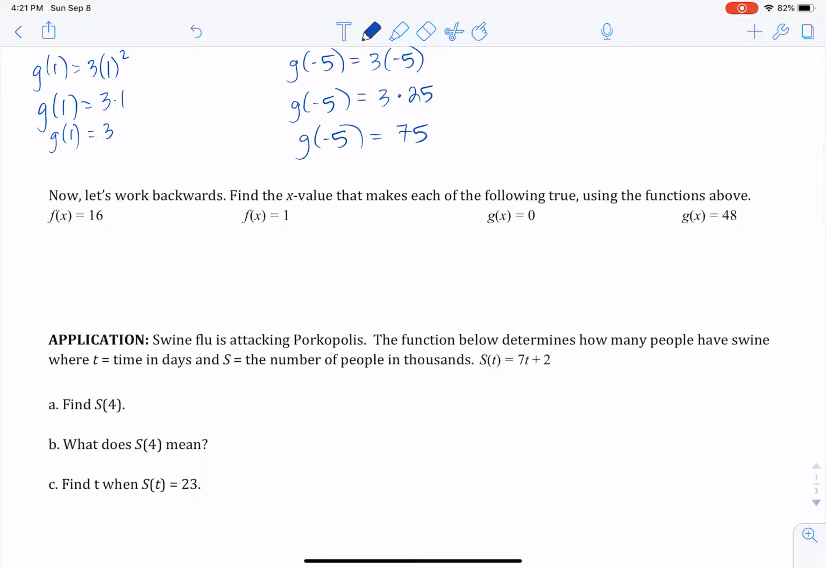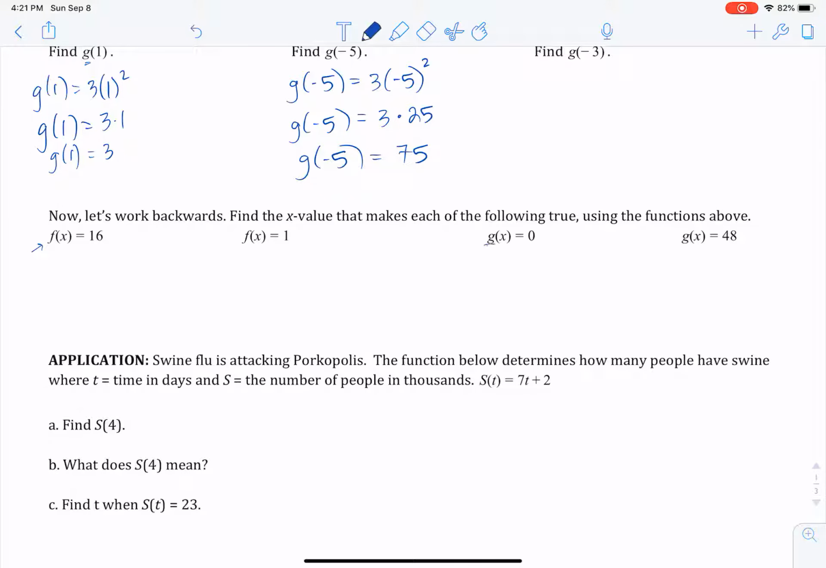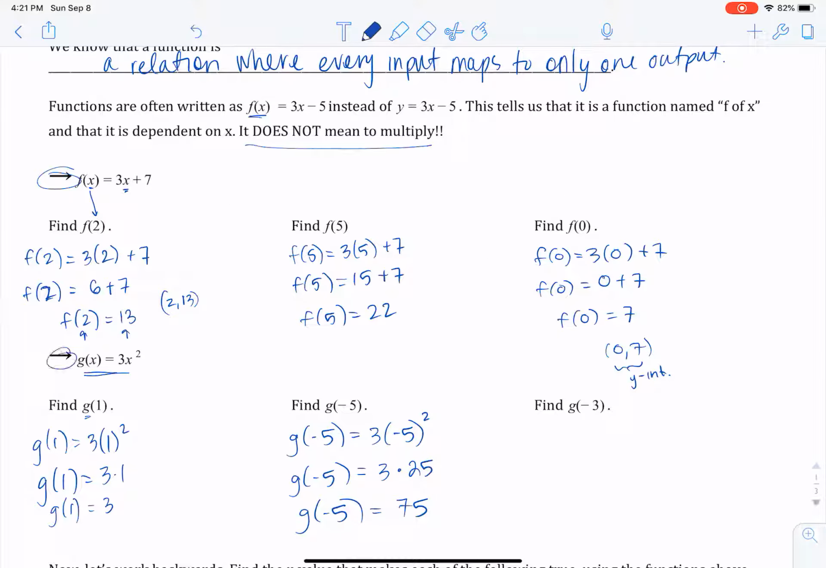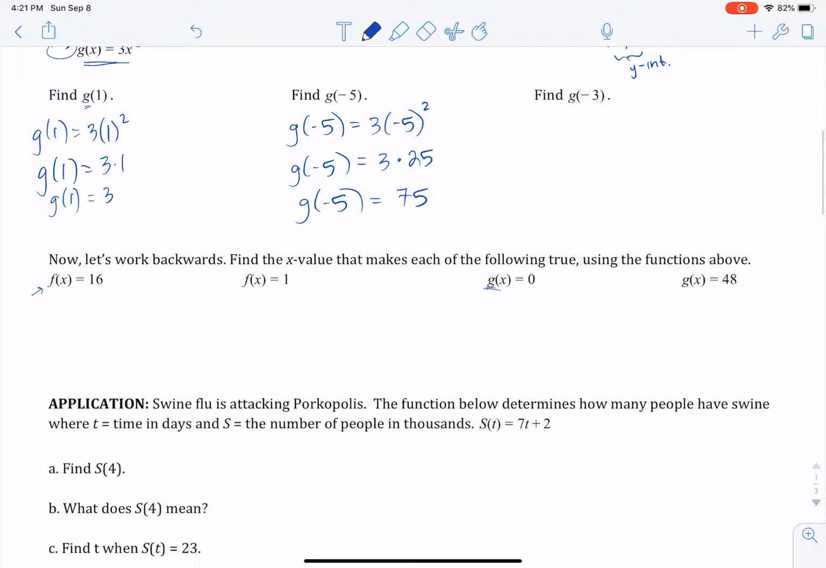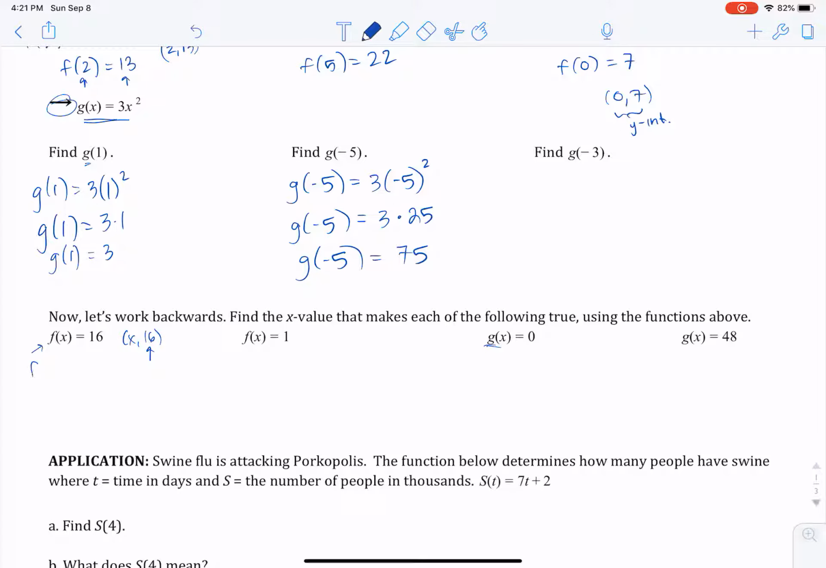Moving on, working backwards, find the x value that makes each of the following true, and use the functions above. When there's an f here, it's talking about this f of x function, and when there's a g here, it's talking about this g of x function. So this is saying, I know that I have y equals 16. So when y is 16, what is x? Or f of x is equal to 16.